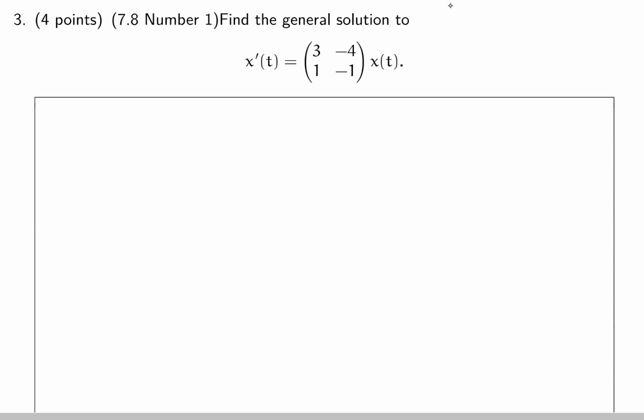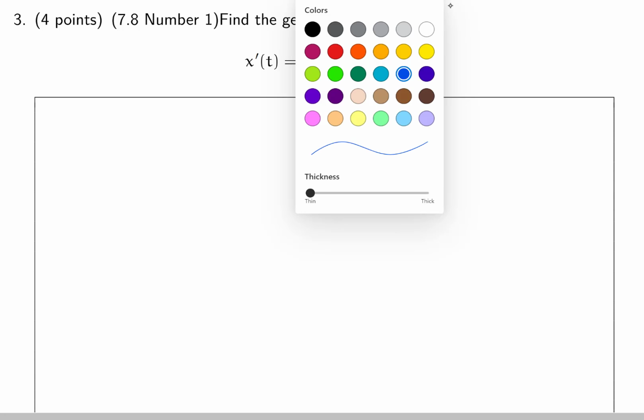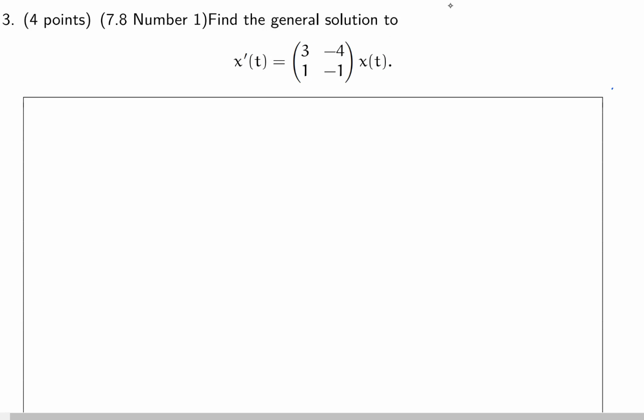Okay, in this video, we're going to be solving this system. Just like with the previous ones, we're going to start by finding the eigenvalues and the eigenvectors. So to do the eigenvalues, we want to find where this determinant is equal to 0.